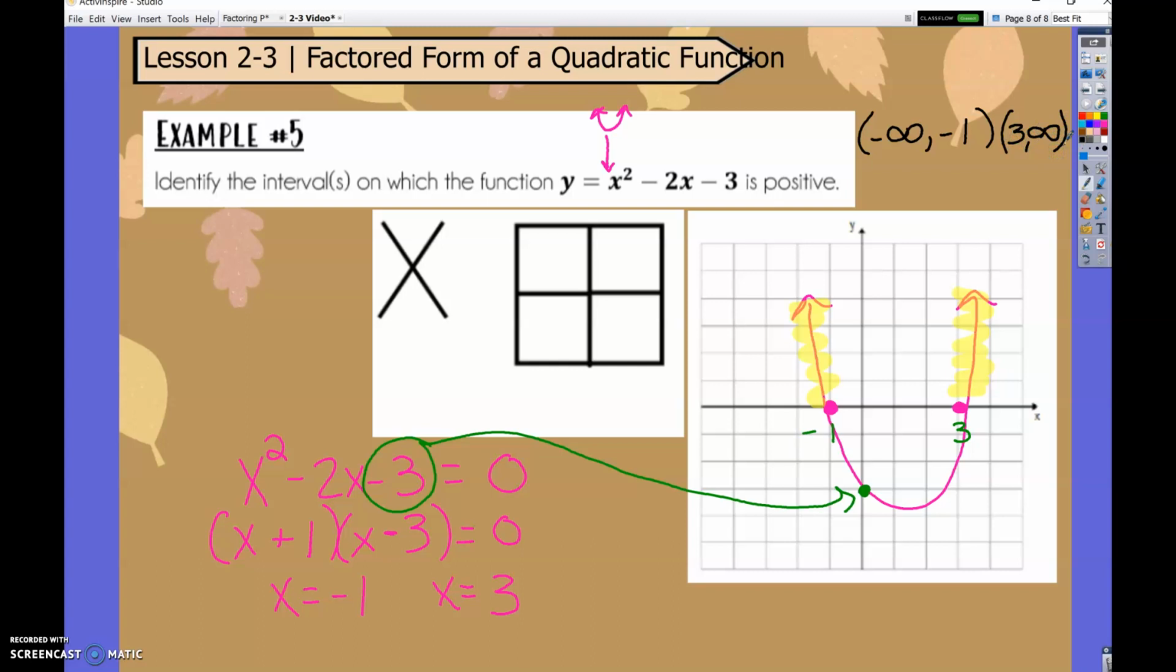We didn't have to sketch super specifically, but with all of our knowledge from factoring to find the zeros, a value telling us it opens up, and knowing the y-intercept is negative 3, little bonus there, we can tell when the graph is positive and answer with our interval notation.